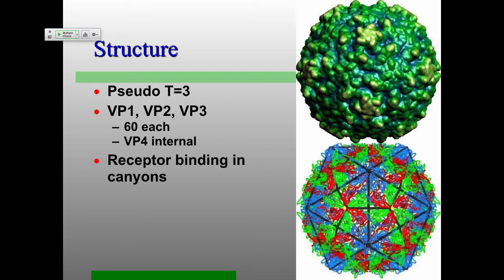Okay, other questions on disease? Let's see. Molecular stuff, however. Now, this is the cool stuff. We already talked a little bit about the structure of poliovirus when we talked about wonderful icosahedral symmetries. This is our pseudo T equals 3. What does pseudo T equals 3 mean?